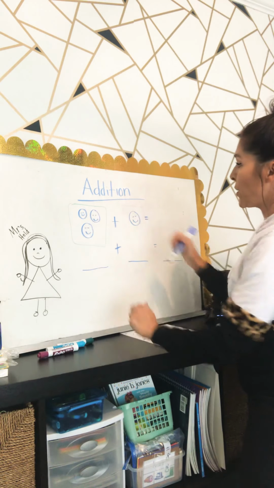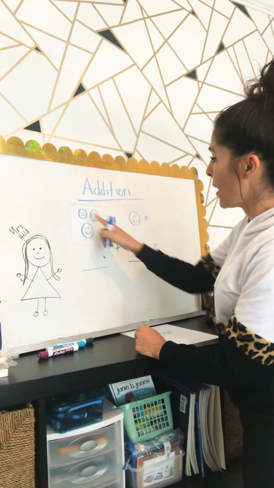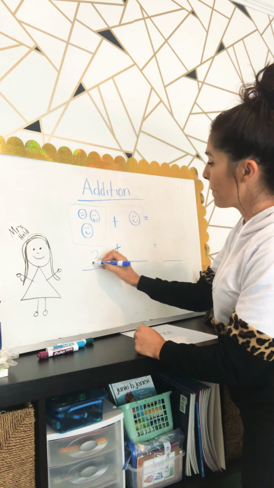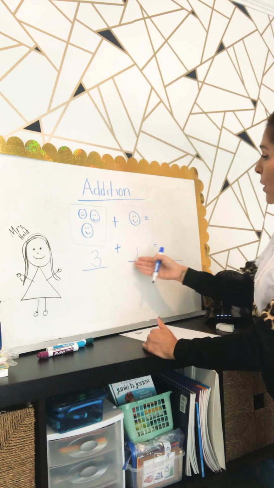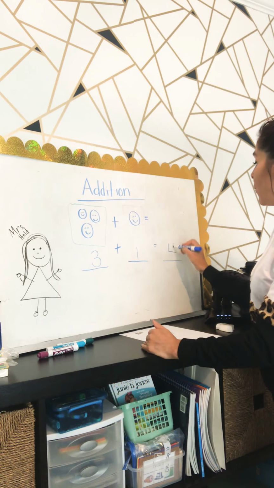Once they have a good understanding of the two different groups, make sure they add that up. 1, 2, 3, and then 1 over here. And then they'll need to solve the problem. So 3 plus 1 more, and they put 4.